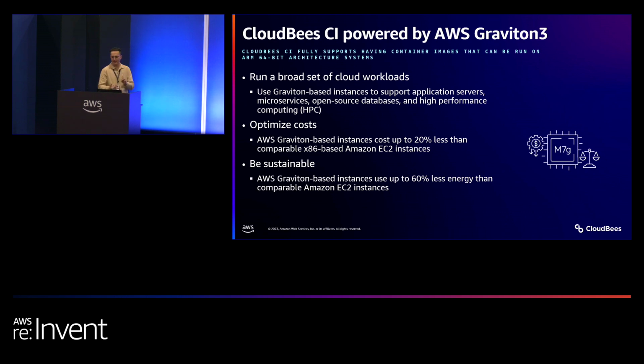So you're going to optimize costs, which is extremely important to your organization. You want to be sustainable, and it allows you to run a broad set of workloads. This is not just designed for Jenkins or a web application. Anything that you run on AWS could be a great candidate for Graviton3, namely CloudBees CI.